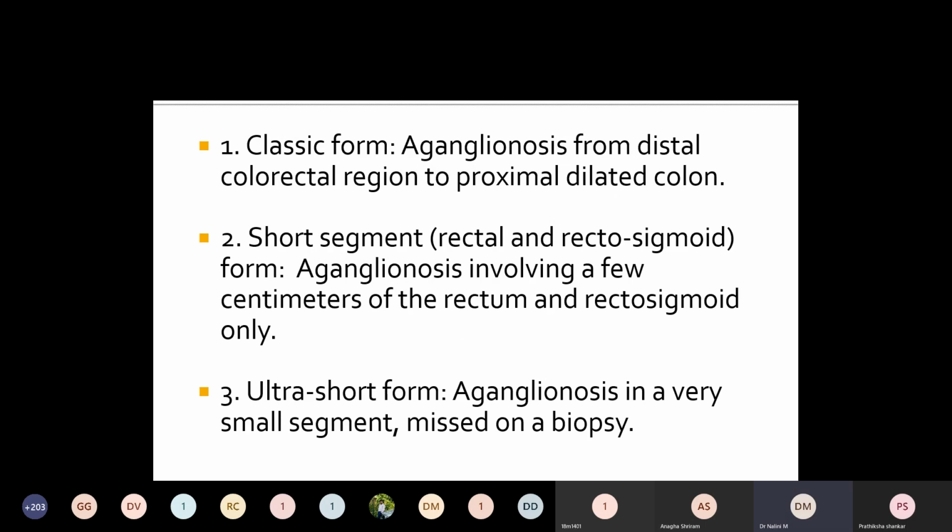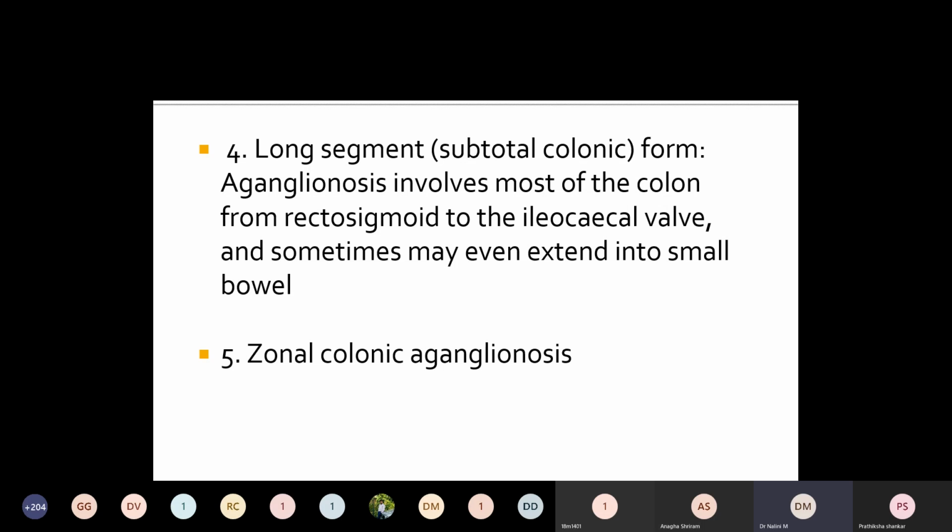Coming to the forms, the most classical form we come across is aganglionosis from the distal colorectal region till the proximal dilated colon. This is the most classical form, but other forms of aganglionosis can also be seen in Hirschsprung's. The other is a short segment form, where the narrowing or the aganglionic segment is limited to the rectum and the rectosigmoid. Sometimes there could be an ultra short form where aganglionosis is in a very small segment. It could be missed on a biopsy.